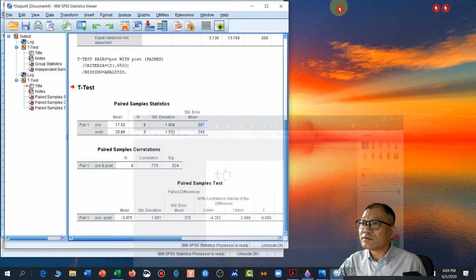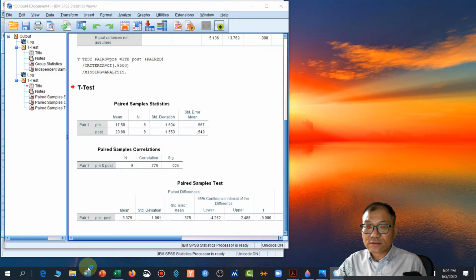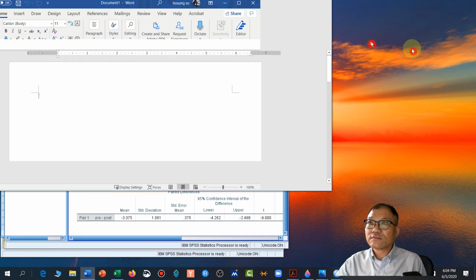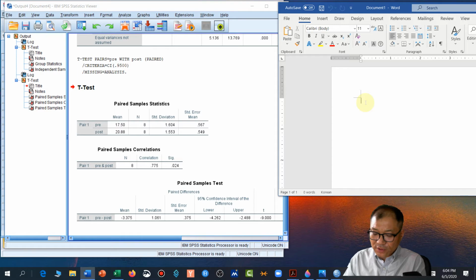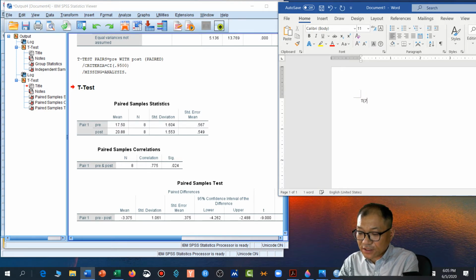Okay, got it. So based on the SPSS output, T parenthesis degrees of freedom 7, and we found, oh no, 7. Right here, okay, 7.